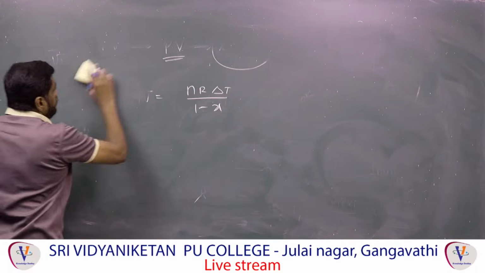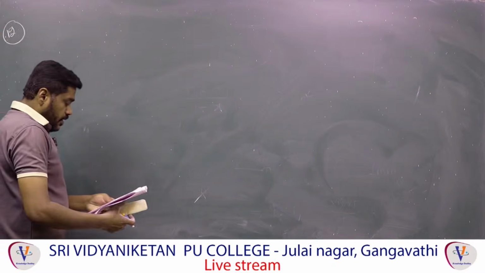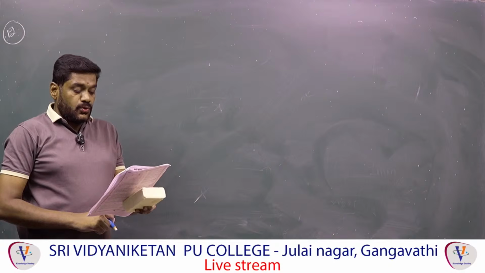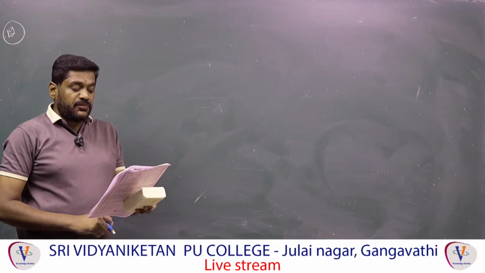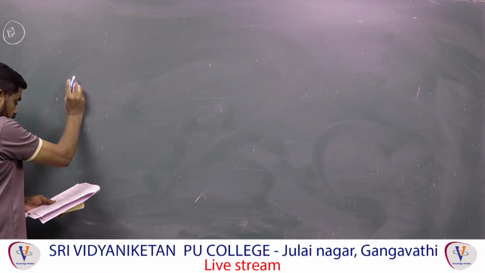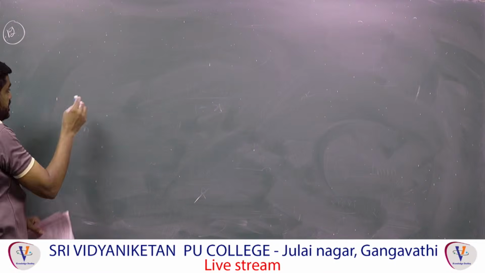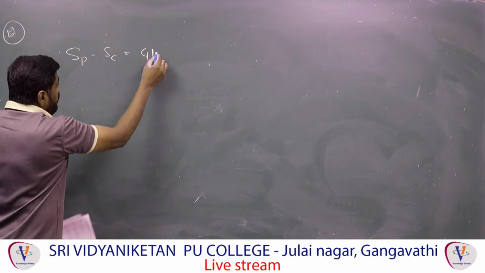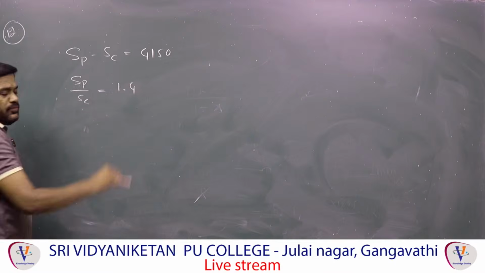Next, question number 12. For a gas, the difference between the principal specific heats is 4150 joule per kg per Kelvin. What is the specific heat of the gas at constant volume if the ratio of the specific heats is 1.4? So Cp minus Cv is equal to 4150, and Cp by Cv is equal to 1.4. Solve them and you will get the answer.